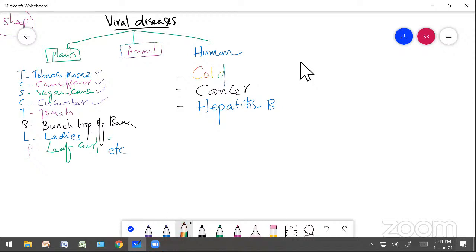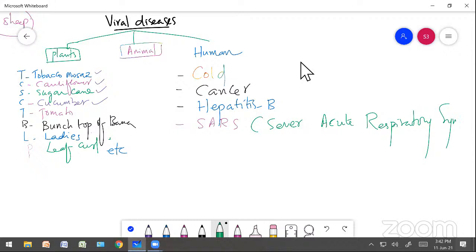The next category is SARS. SARS means severe acute respiratory syndrome. S for severe, A for acute, R for respiratory, S for syndrome. Severe acute respiratory syndrome. It's a viral disease.